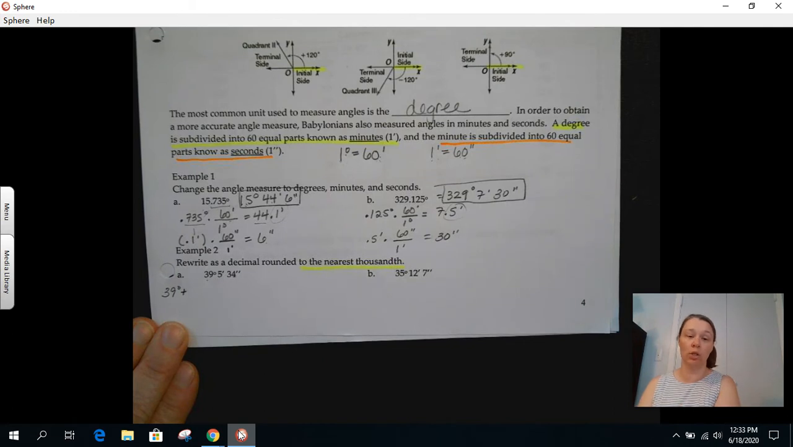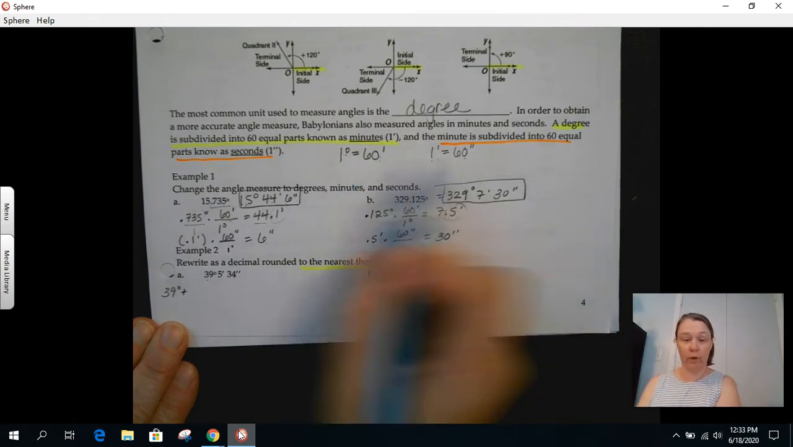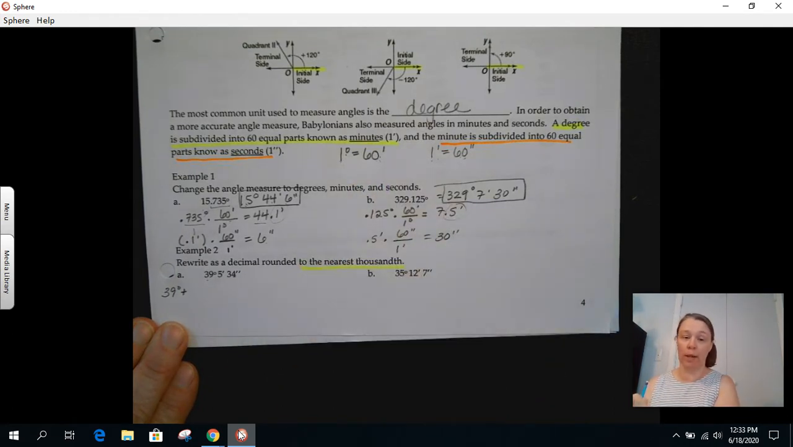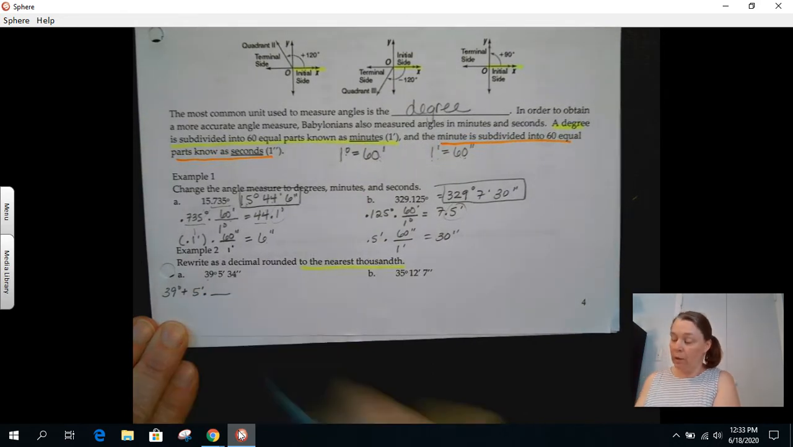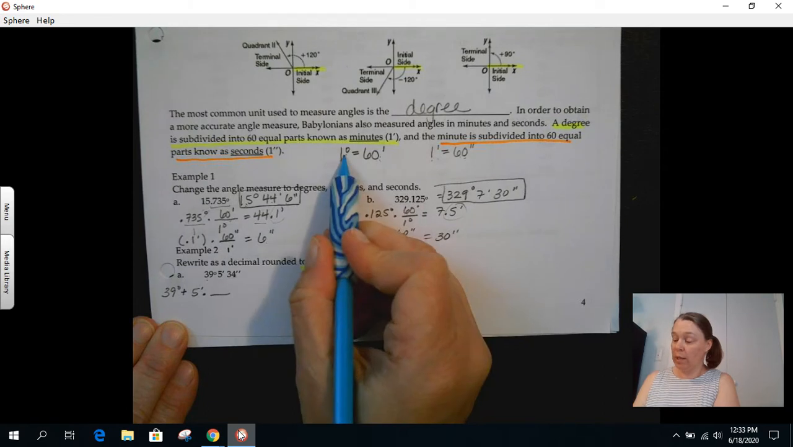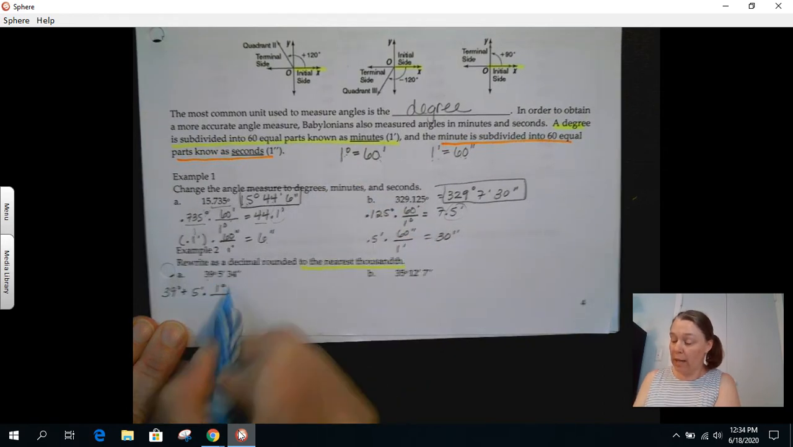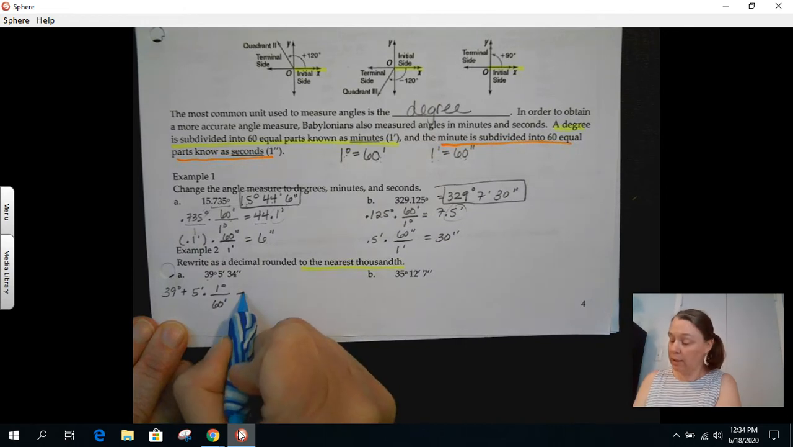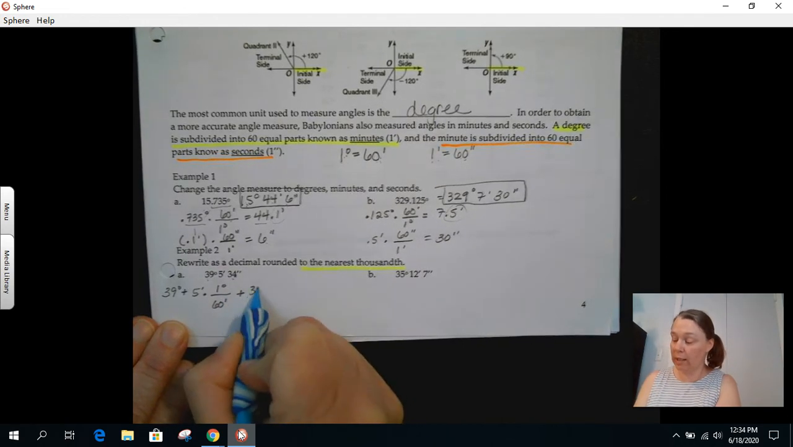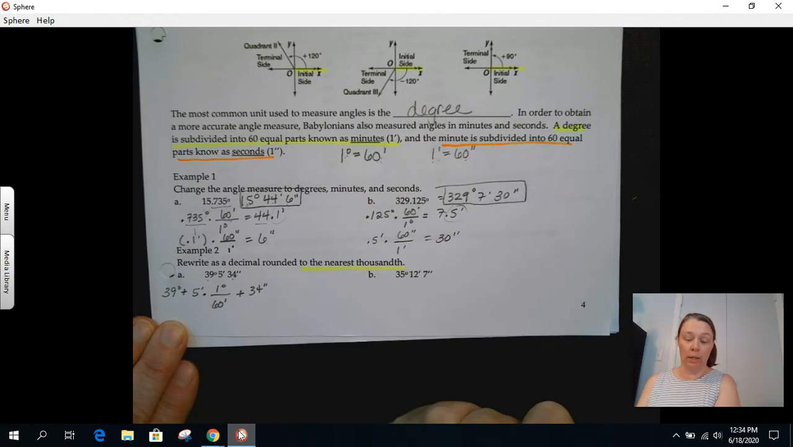it into degrees. So I'm still using these conversions, but I'm really going the other direction, right? So I have 5 minutes times, right? So now I want to end up with degrees. So my 1 degree will go on top, the 60 minutes will go on the bottom. Plus, okay, now I want to take that 34 seconds and I want to go to degrees.